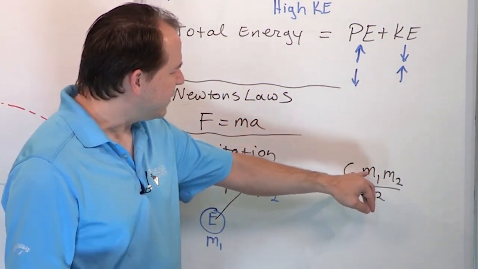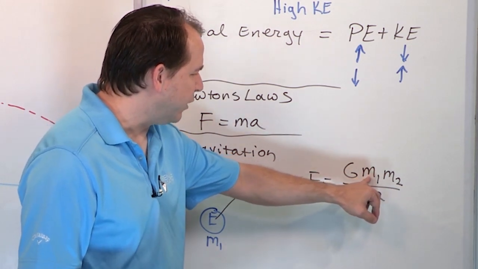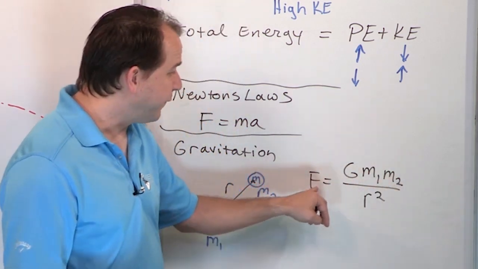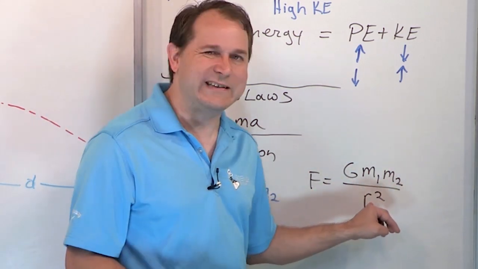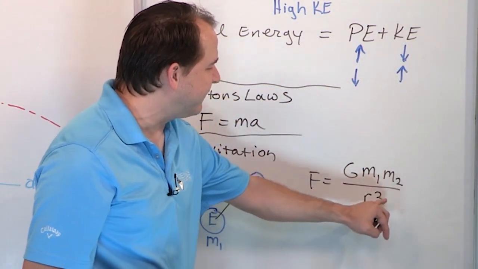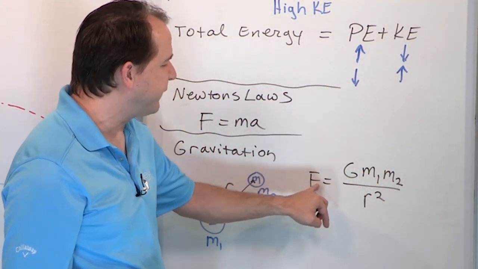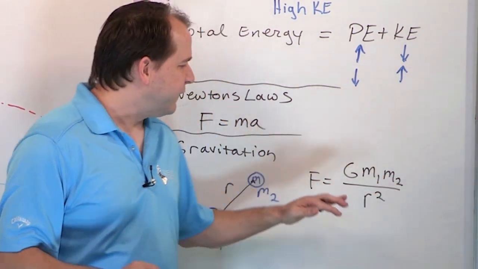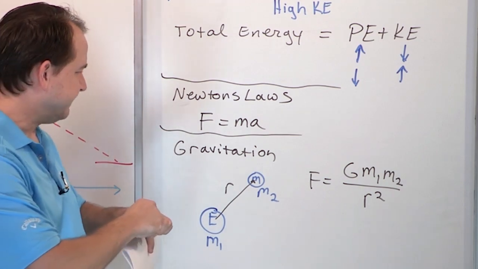So if the Earth's mass gets bigger, m1, then the force is bigger. If the moon's mass gets bigger, the force is bigger. But if we increase the distance between them, like if we stretch out the Earth and moon even bigger, then since it's in the bottom, we're dividing by a bigger number, so the force actually goes down as things get farther and farther apart. So this is called the universal law of gravitation.